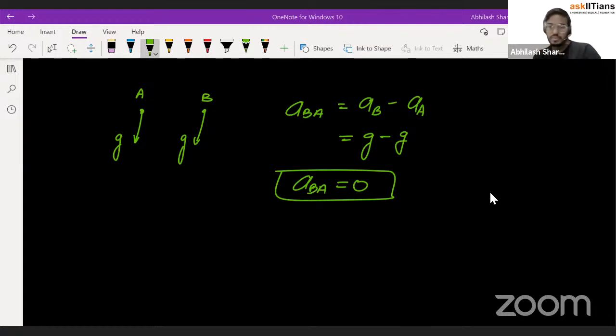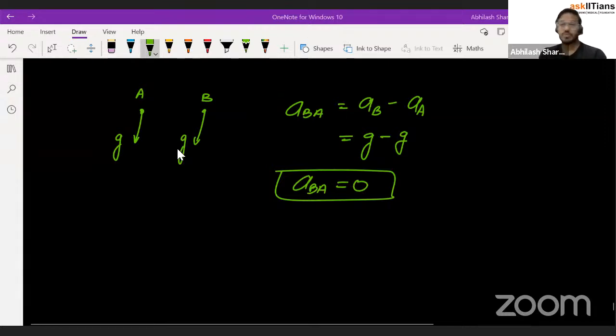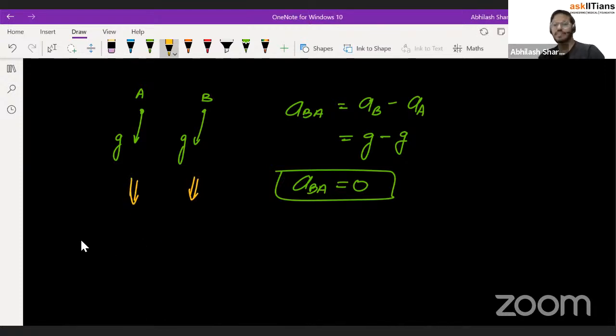Now, some people are always confused why all the objects fall at the same acceleration. Shouldn't it depend upon the mass? As somebody asked here as well. I think Shambhavi asked. So we should understand that the force that pulls the object is the gravitational force.